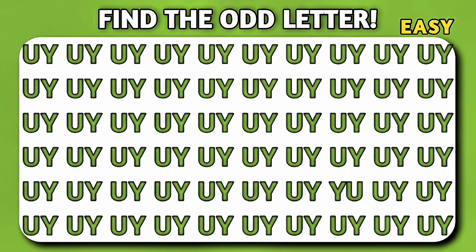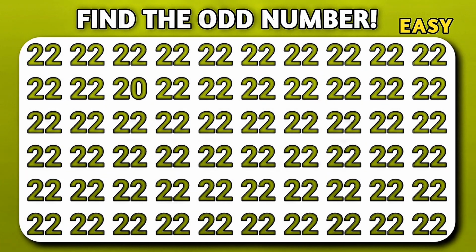Can anybody spot the letter YU within the given time? Great catch, the odd letter YU is right there. Among these numbers, let's try to find the unique one. Of course, it's the number 20.